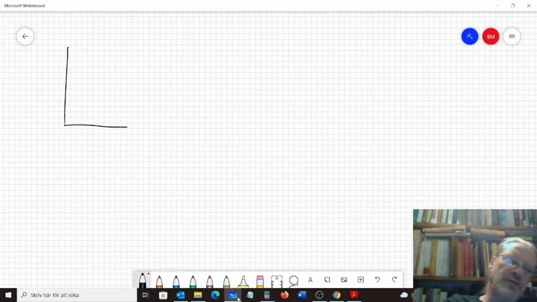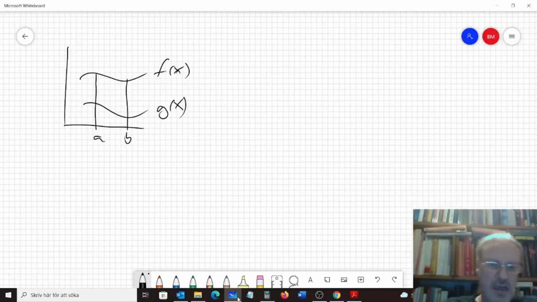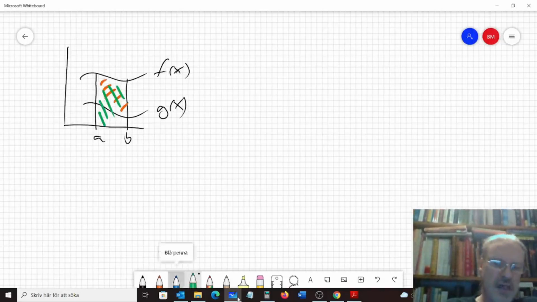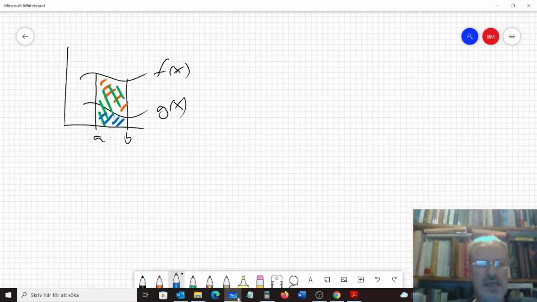Let's say we have two functions, f of x and another function, g of x, from a to b, and our problem is to find this area here. In principle, what we can do is to find the area underneath the f of x minus the area underneath g of x, and that will give us the area.